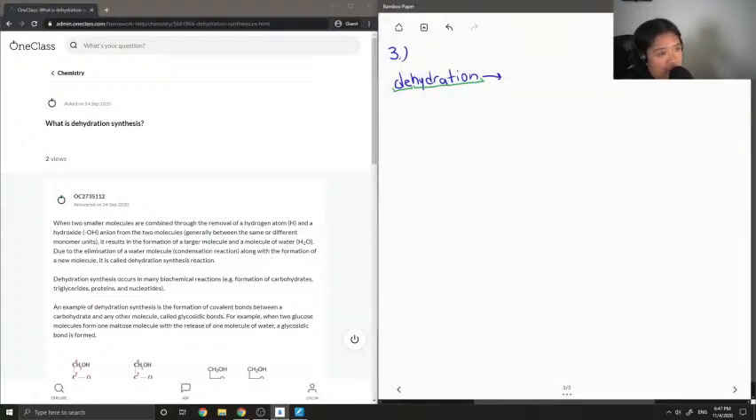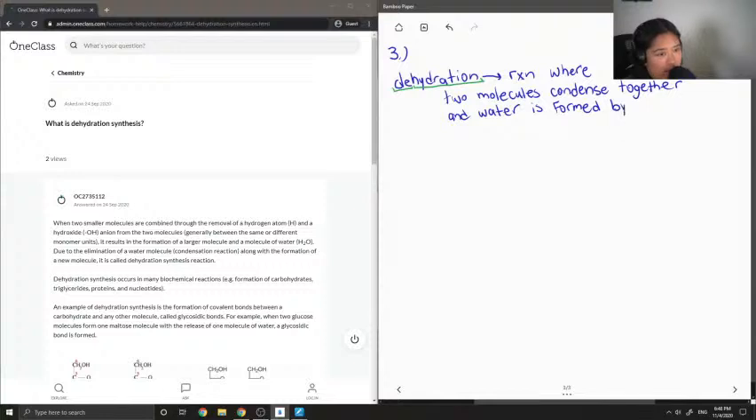But I'm also just going to write down the actual definition of dehydration. It's a reaction where you have two molecules that condense together and water is formed as a byproduct.